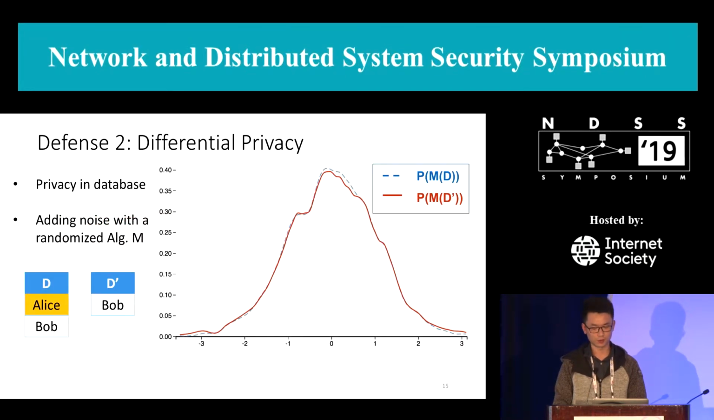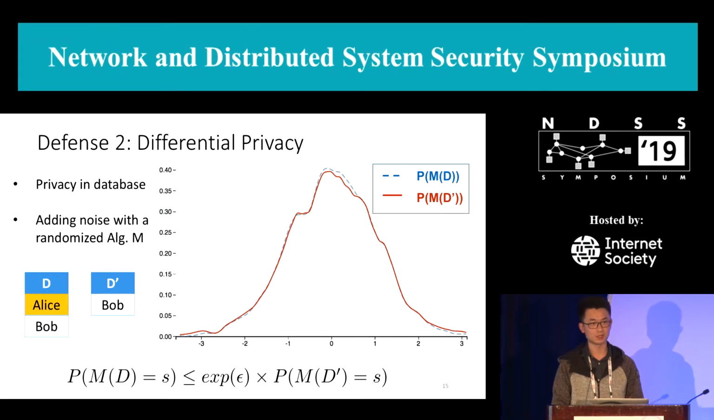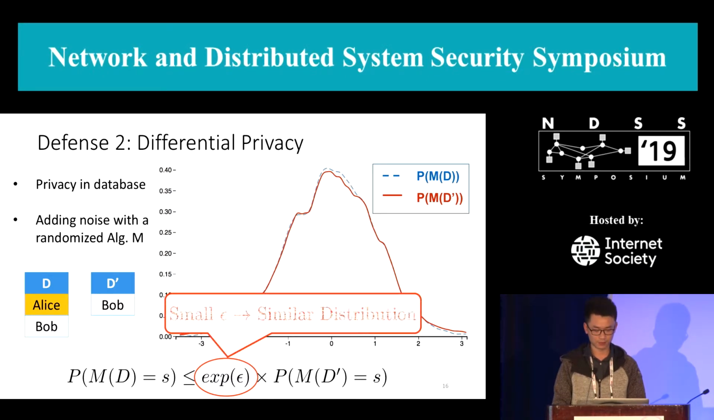Differential privacy was originally proposed to protect the privacy in a database. Suppose that we have two adjacent databases, D and D prime, which only differ in one element. A randomized algorithm M achieves differential privacy if for any observation S, the difference of probability of the result coming from D and D prime is always less than e to the power of epsilon. So here, a small epsilon indicates that M(D) and M(D prime) will have a similar distribution.